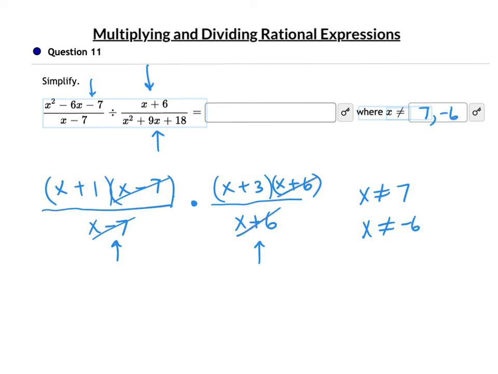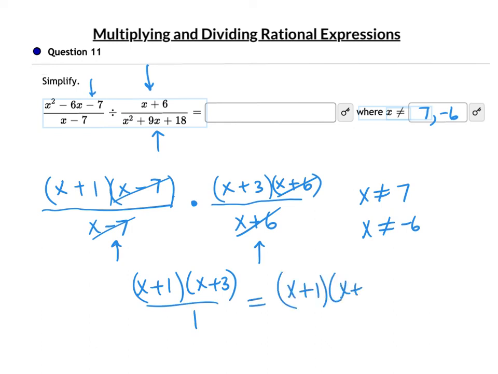It looks like my answer then is x plus 1 over x plus 3. Now this would be over 1, but I don't have to put anything over 1. Just put x plus 1 times x plus 3.